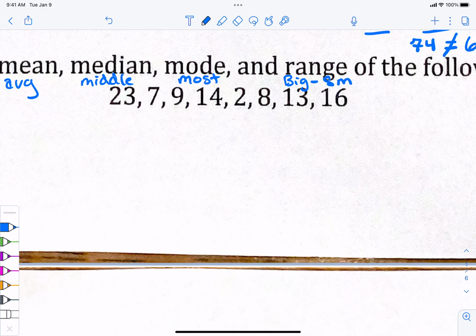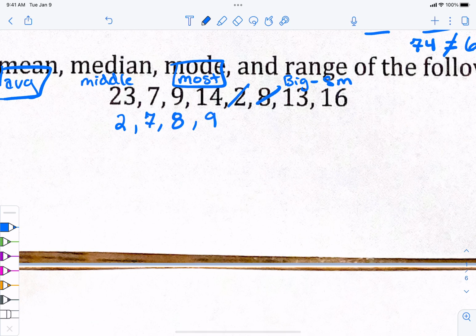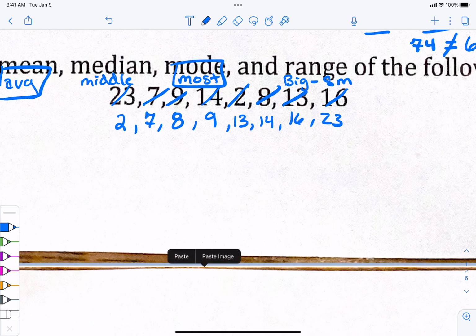But before you do any of this, you have to put them in order. Now, you don't need to put them in order to find the average, and you don't necessarily need to put them in order to find the most. But for the other two, you really do need to put them in order. So 2 is the first number, then 7, then 8, then 9. Then I believe 13, 14, 16, and 23. Okay, all right. So I'm going to do mean, median, mode, and range.